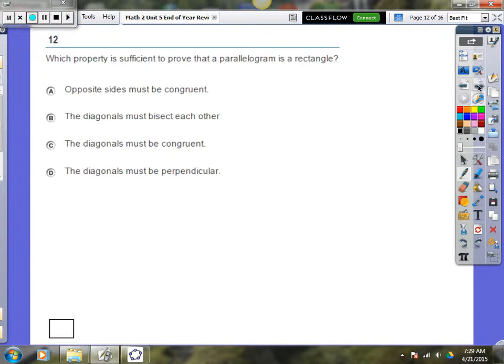Okay, let's do 12. We haven't really talked about 12. Which property is sufficient to prove that a parallelogram is a rectangle? Something about rectangles is their diagonals are congruent.